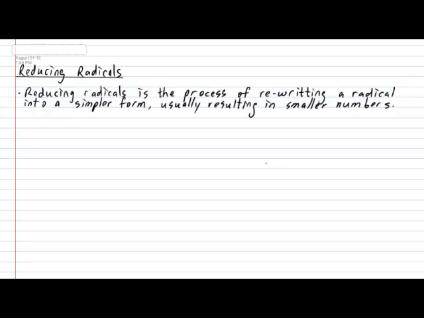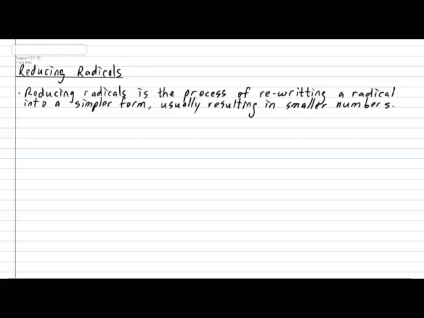Reducing a radical is the process of rewriting a radical into a simpler form, and that form usually gives us smaller numbers to work with. When you're doing mental math involving radicals, it might be a lot easier to first reduce all your radicals. So the big question is, how do we reduce radicals? Well, reducing radicals is extremely easy and simply involves a bit of mental work.